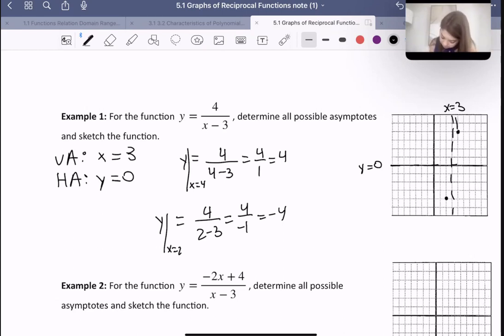And then we're going to draw this function, and it looks somewhat like that. There we go.